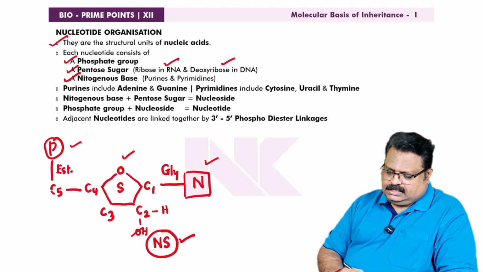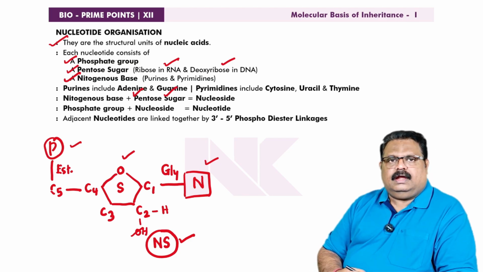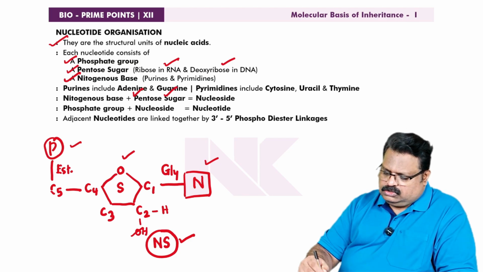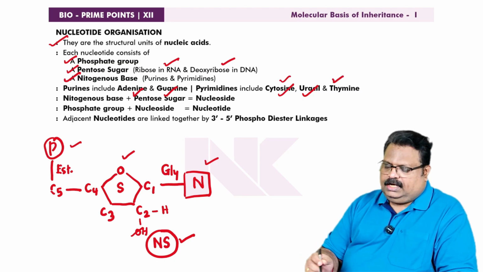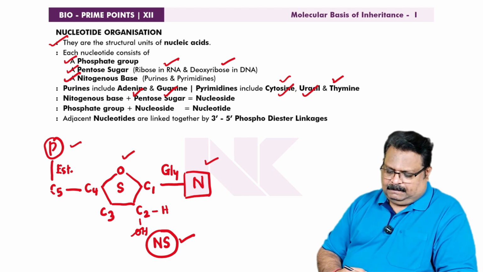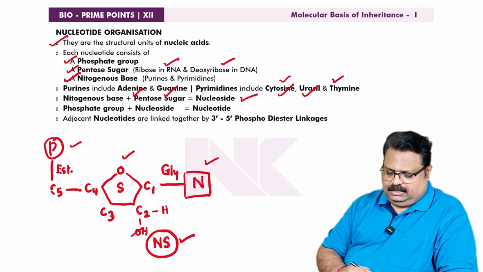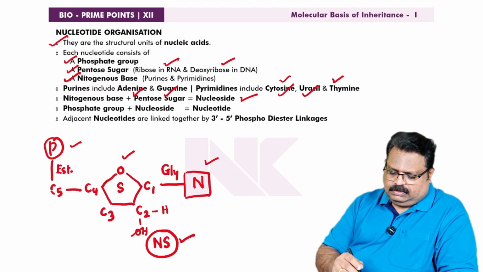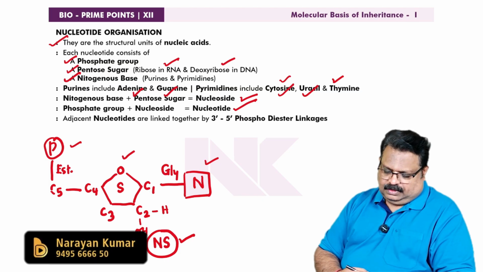The nitrogenous bases can be purines or pyrimidines. The purines are adenine and guanine, in both RNA and DNA. The pyrimidines include cytosine and uracil in RNA, and cytosine and thymine in DNA. So there are two types of purine bases and three types of pyrimidine bases. A nitrogenous base plus a pentose sugar is called a nucleoside. When the nucleoside combines with the phosphate group, that combination is called a nucleotide.